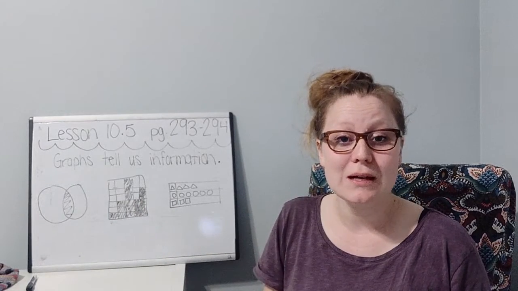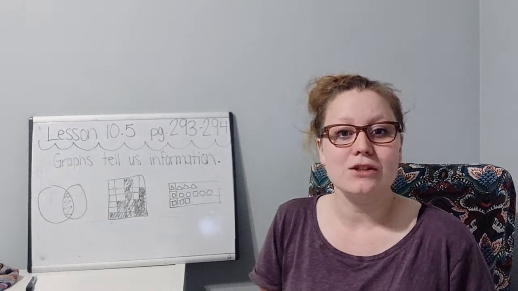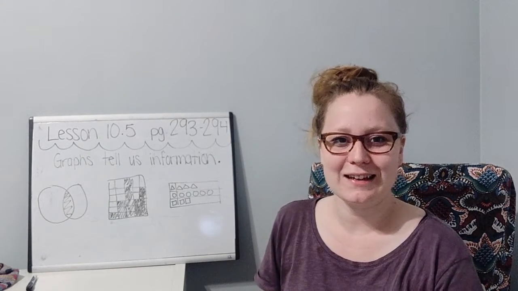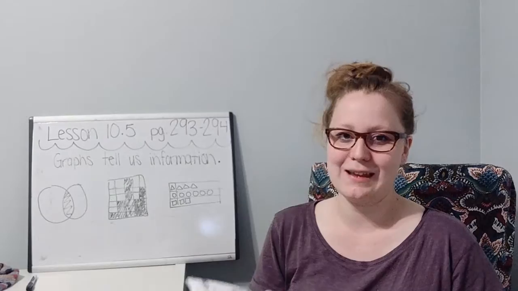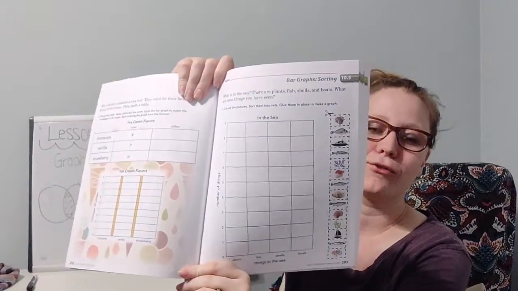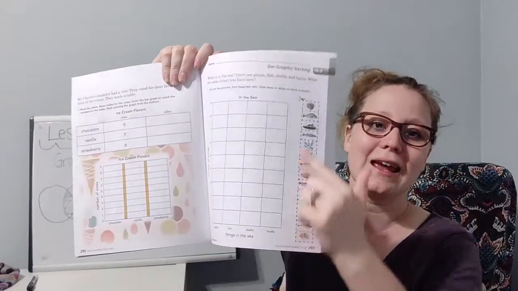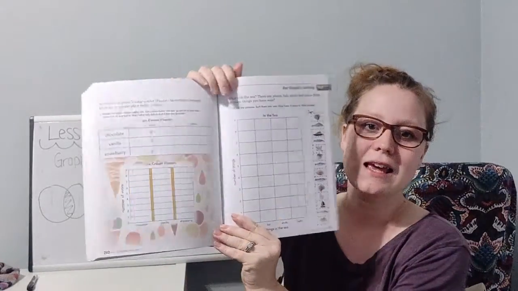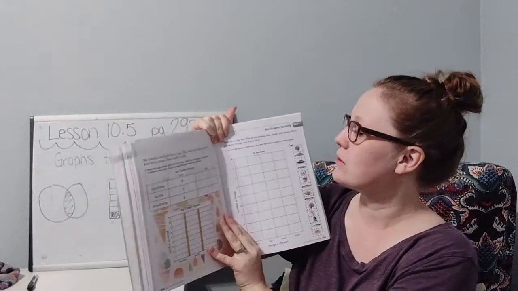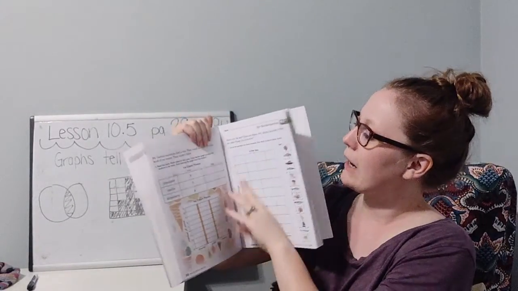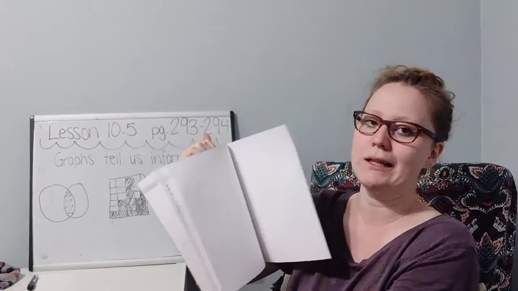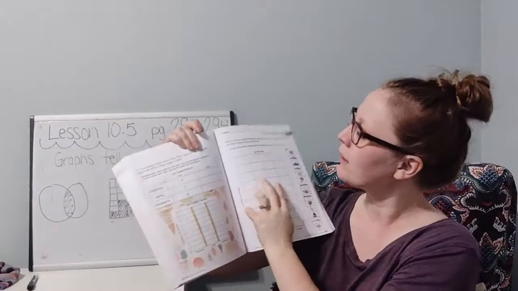So what I would like you to do is open up to page 293. Page 293 is kind of an exciting one, I think, because there are different sea creatures there for you. What you need to do is cut out these sea creatures, and then we're going to organize the information on the graph that's here. So our title is In the Sea, which means we're looking at things that are in the sea, not outside of the sea.